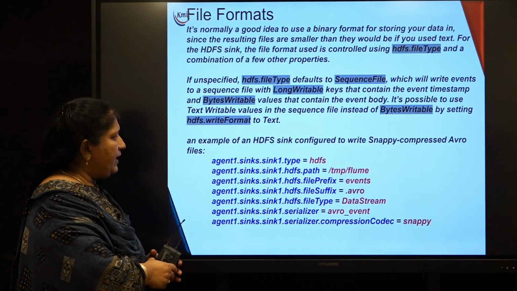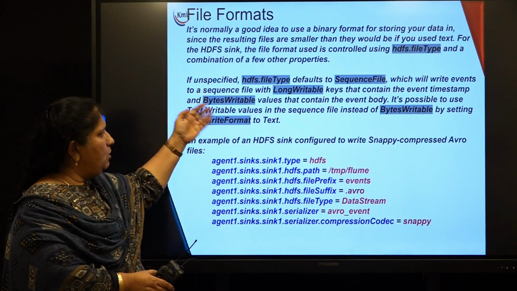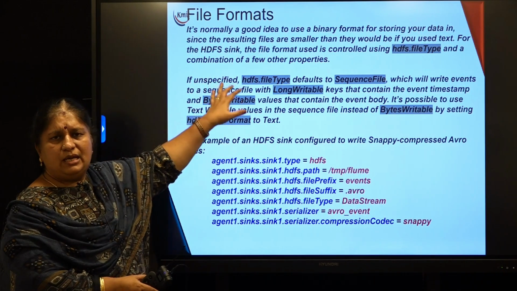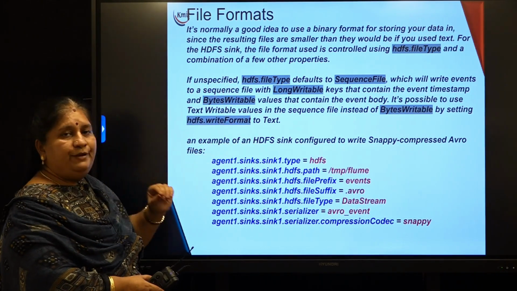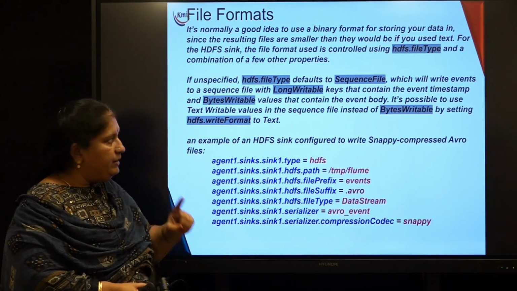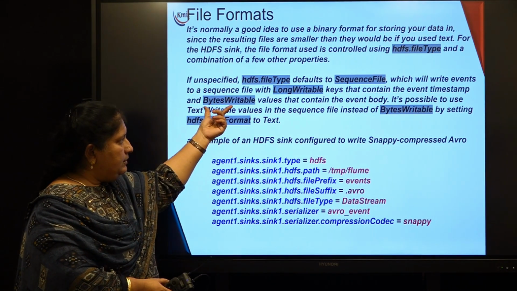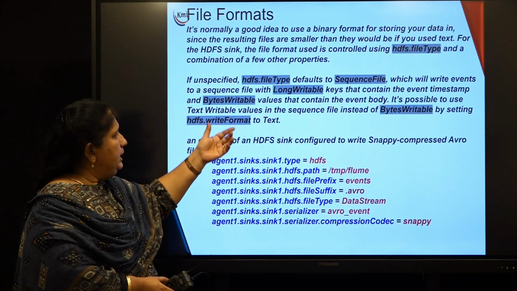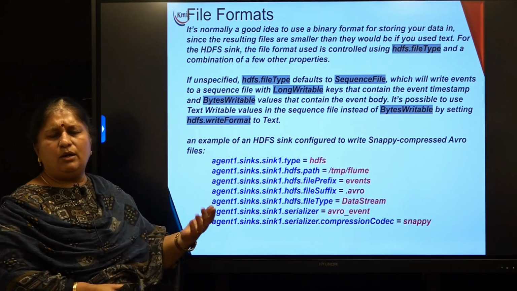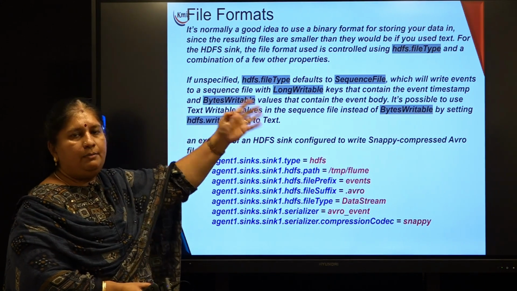And what are the various file formats it can work with? It can work with sequence files, it can work with long writables, it can work with byte writables, various types of data types, various types of files. If we do not specify any specific file type, by default it will be a sequence file, and by default it works with bytes writable. This is the default data type. If you do not want to work with bytes writable, you can work with long writable, whatever is your choice. So, the default types are sequence file and bytes writable.